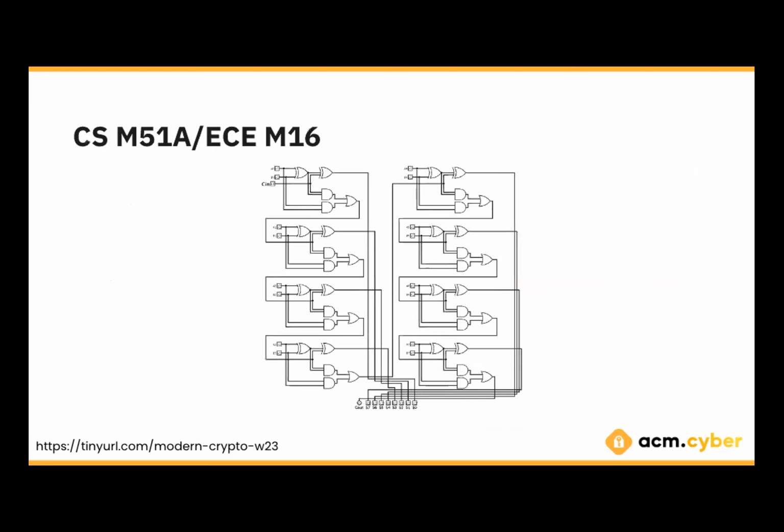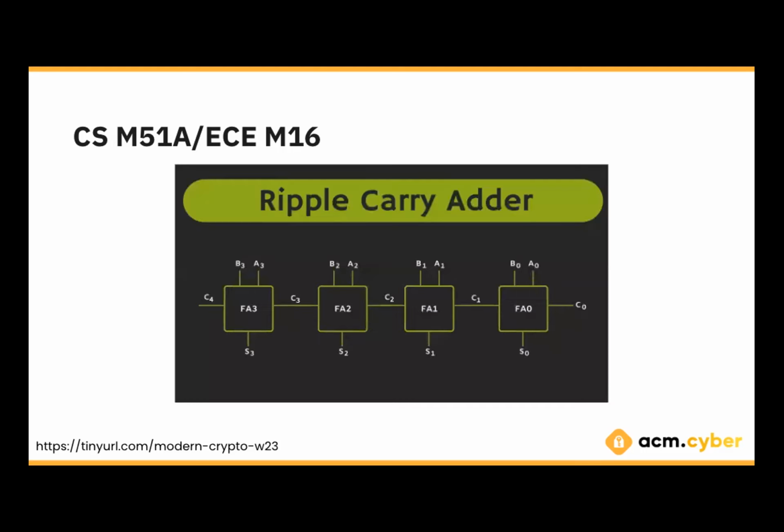If anyone has taken CS M51A or ECM16, does anyone remember what this is? This might be a little bit traumatic, but this is what we call a ripple adder. It basically adds two numbers, takes the carry out of the least significant digit, and then adds it to the next because you might have carry. And this is basically what it looks like, right? You have two numbers, A and B, as input and possibly a carry in. And then you get the sum and possibly another carry out that turns into a carry in.